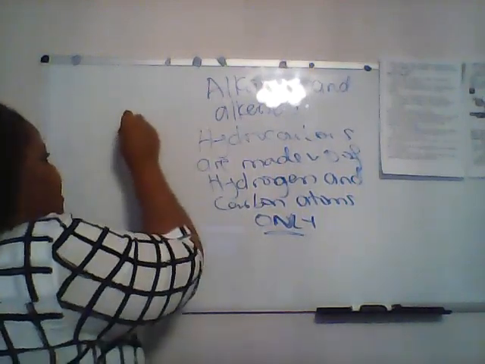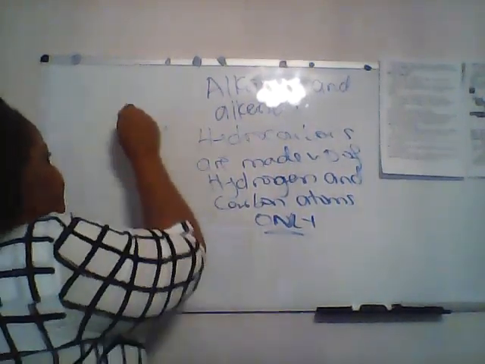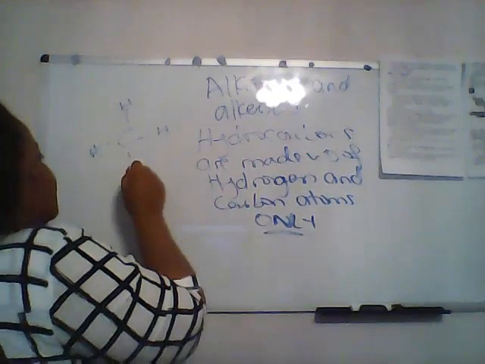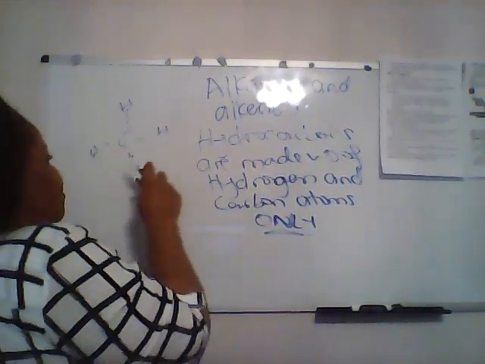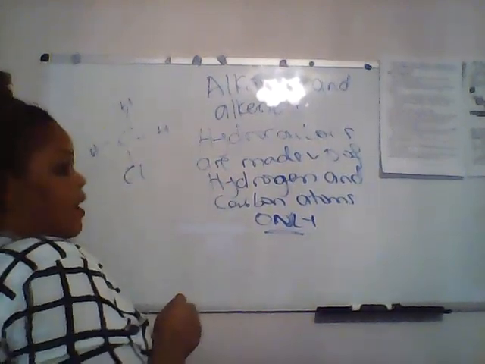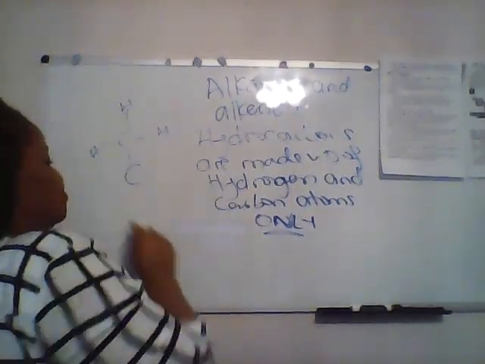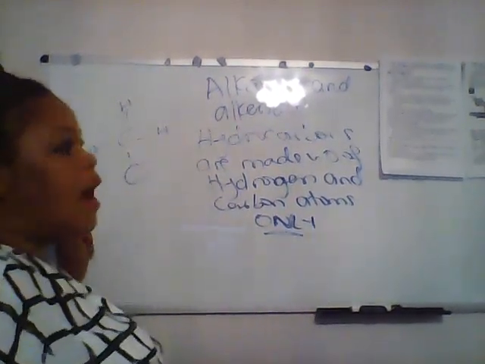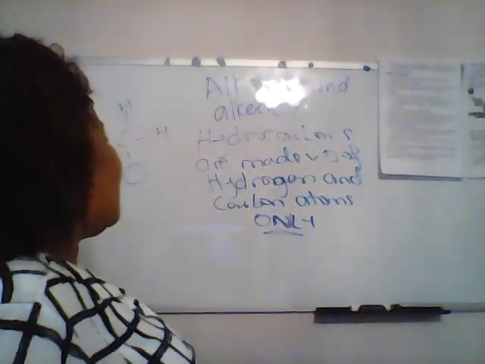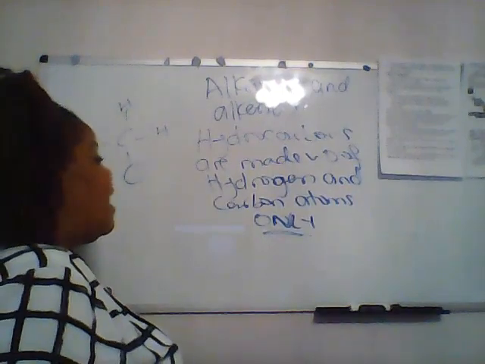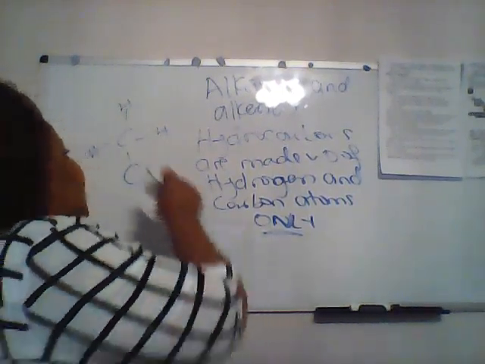Because if you have a structure like that, hydrogen and carbon only, this would be a hydrocarbon. But if you had Cl here, or if you had oxygen there, that is no longer a hydrocarbon, even though it contains hydrogen atoms and carbon atoms as well. It is no longer called a hydrocarbon.